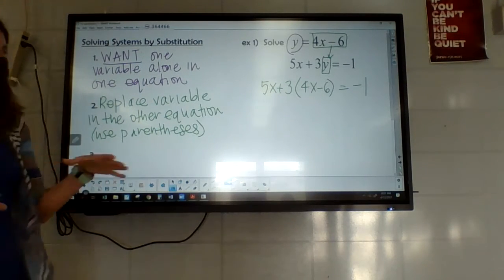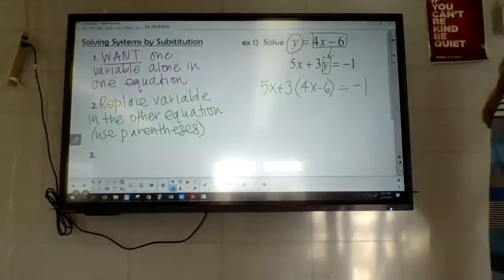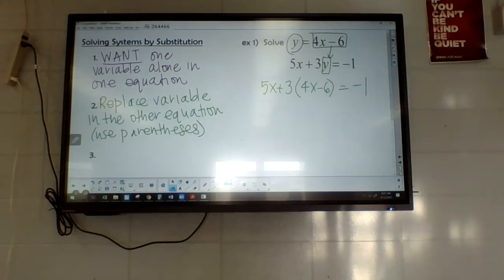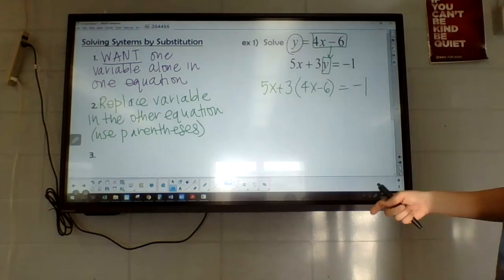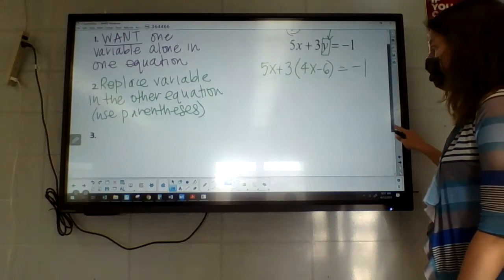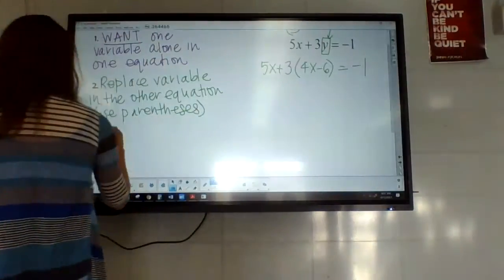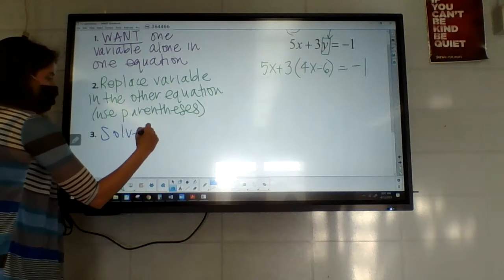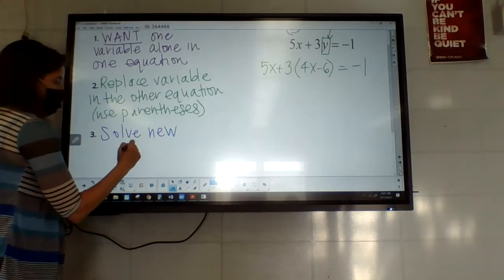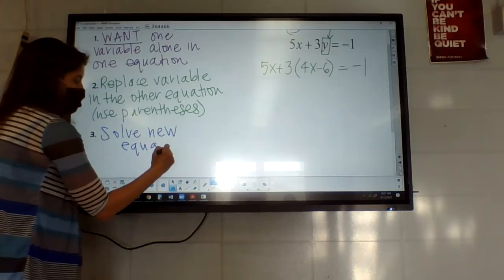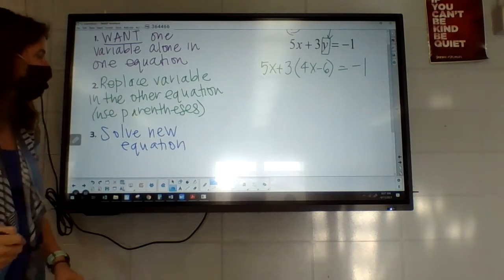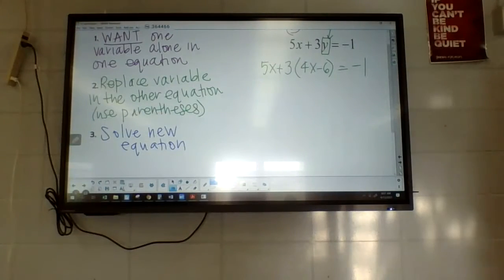Now the reason why this is so good, if you look at our new equation that we wrote here in the green, is everything only has an x variable. There's only the one variable. That's what we're hoping to get. We want to get it down to just a single variable. So we're going to solve this new equation.